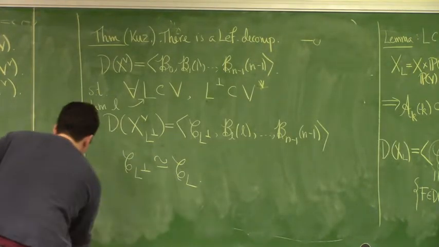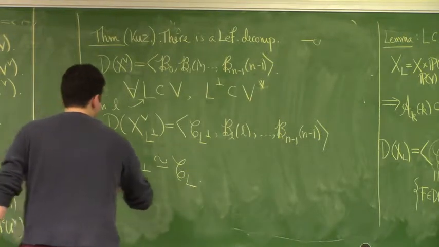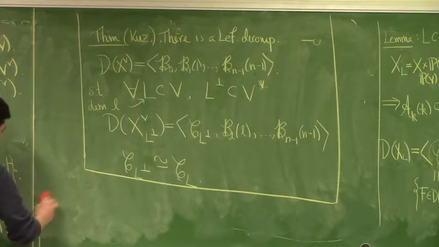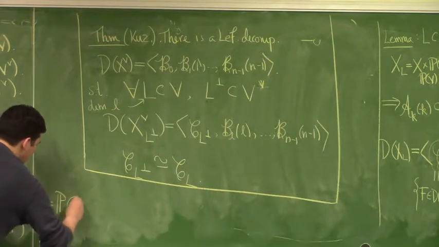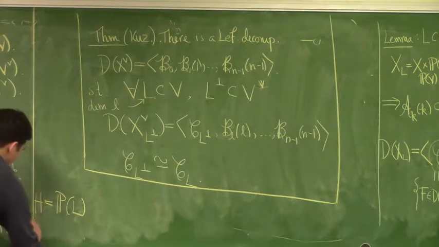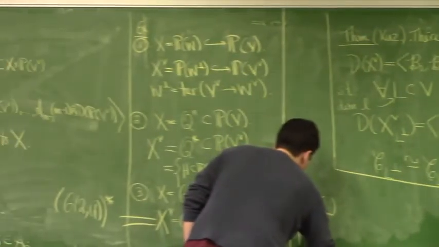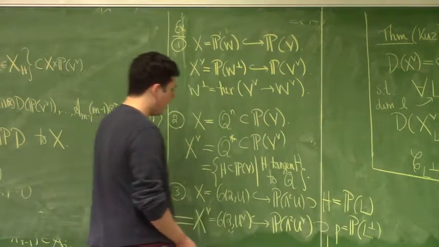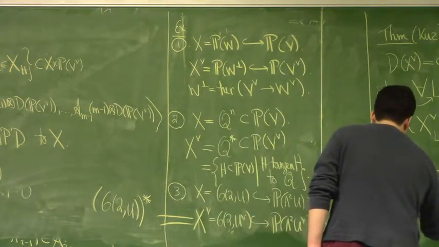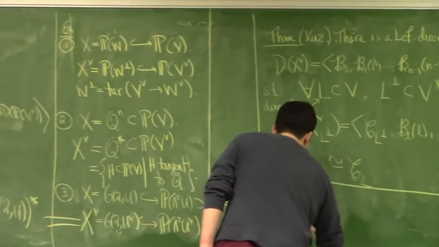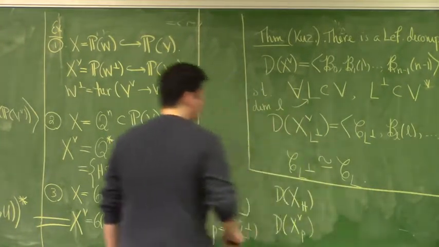So let's look at this example that we just did here. Let's take this linear space L to just be a hyperplane. So say the codimension of L is 1, I get a hyperplane inside of here. The orthogonal to that will just be a point in the dual projective space. And so I can look at the derived category of the hyperplane section of X, or the derived category of X dual intersected with a point.